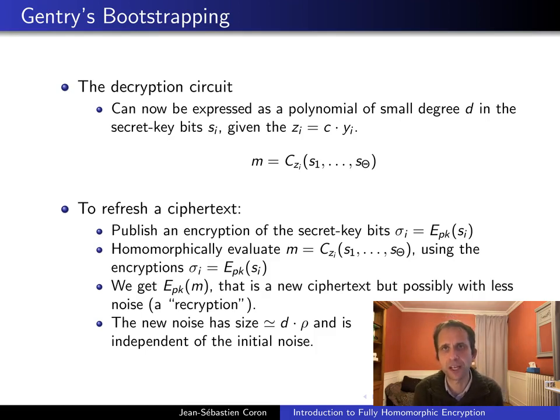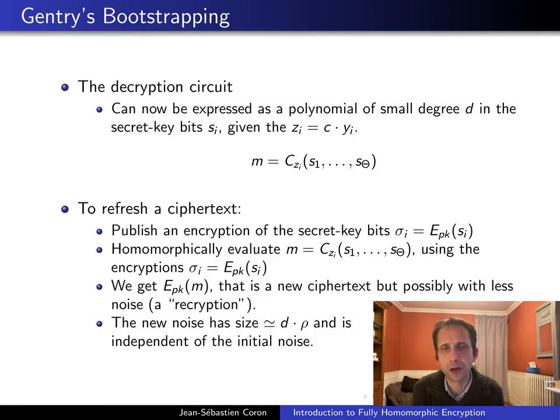And now to refresh a ciphertext, to do the bootstrapping, we assume that we have a public encryption of the bits of the secret key, so the sigma i are encryptions of the si, and so we perform exactly the same computation but homomorphically. So we use the encryptions of the secret key bits, and eventually we obtain an encryption of the message M when we perform this homomorphic evaluation. And this is a new ciphertext, but with possibly less noise.